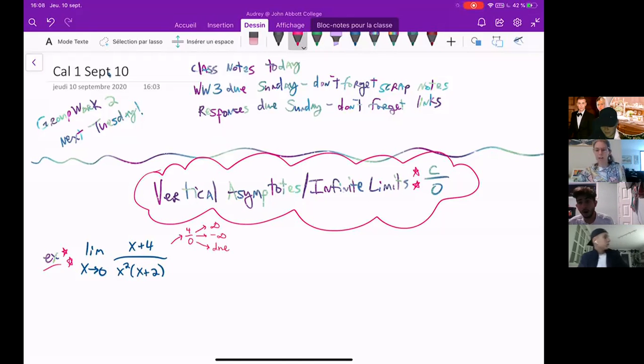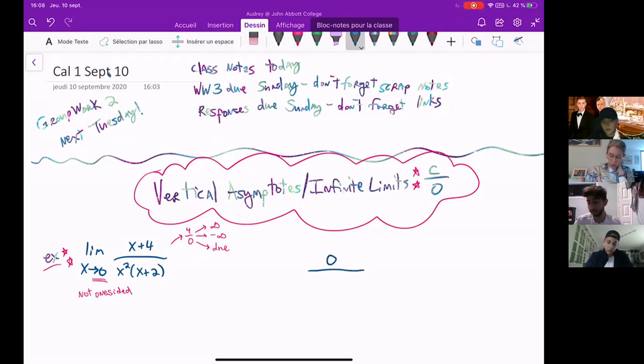Can I get rid of the does not exist possibility in this case? No. I cannot. We can only get rid of it when we have a one-sided limit. I don't have a one-sided limit here, so this is not one-sided. So what do we do? We look at the left and the right.